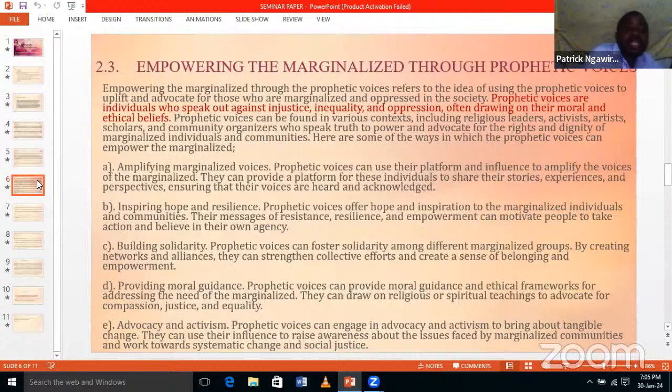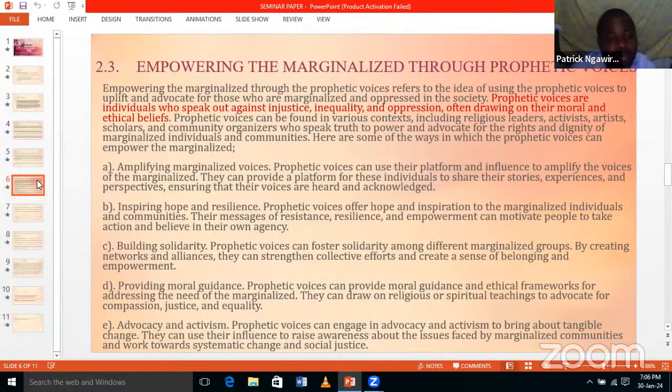So another point is empowering the marginalized through prophetic voices. When we say empowering the marginalized through prophetic voices, we simply mean, or it refers to, the idea of using the prophetic voice to uplift and advocate for those who are marginalized and oppressed in society. And prophetic voices are individuals who speak out against injustice, inequality, and oppression, often drawing on their moral and ethical beliefs.